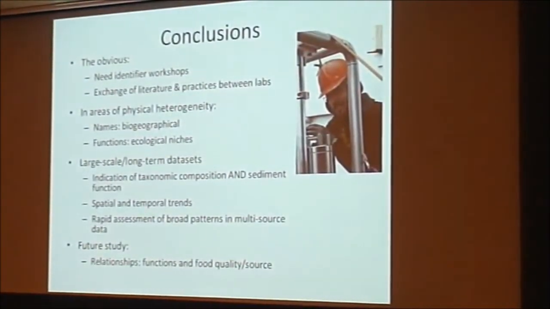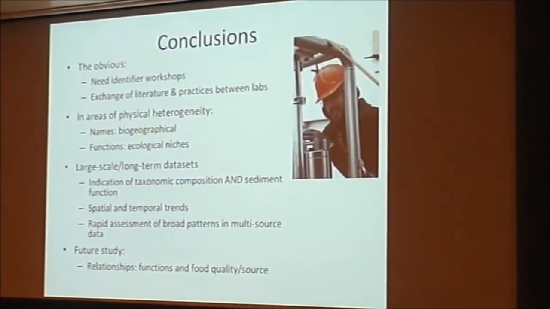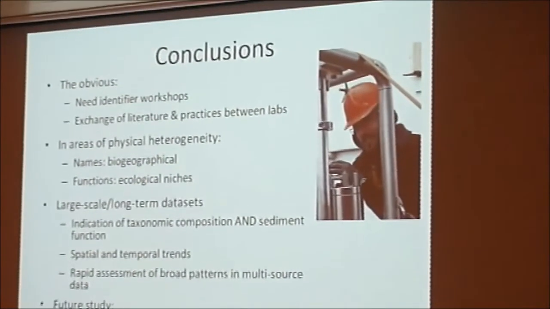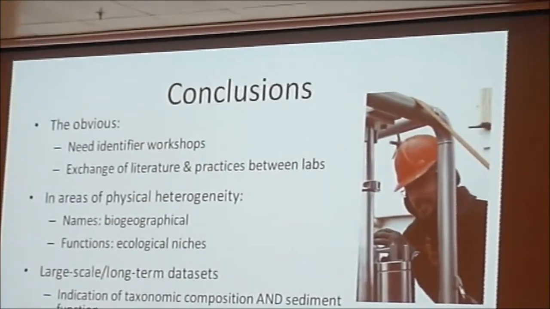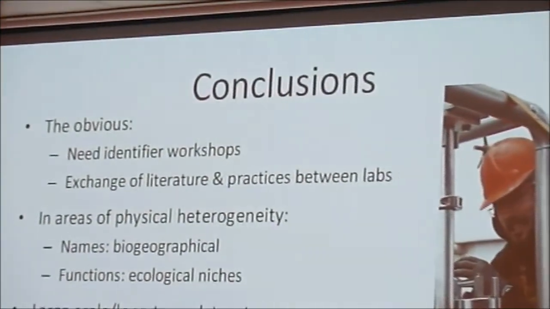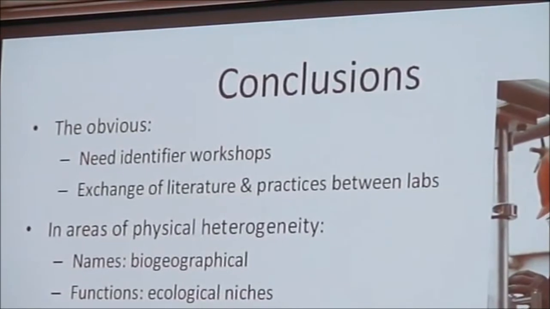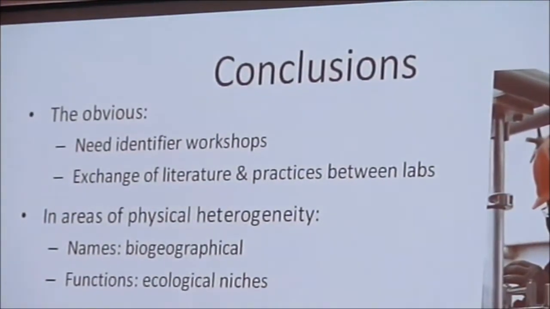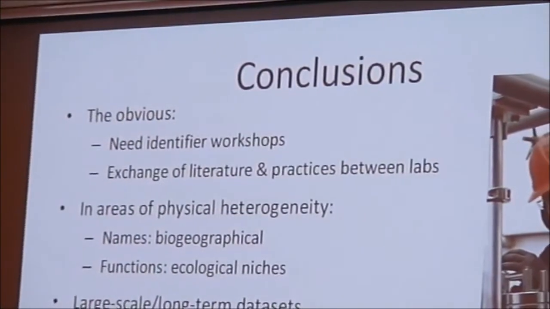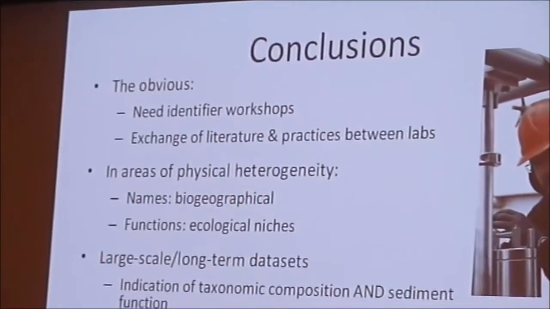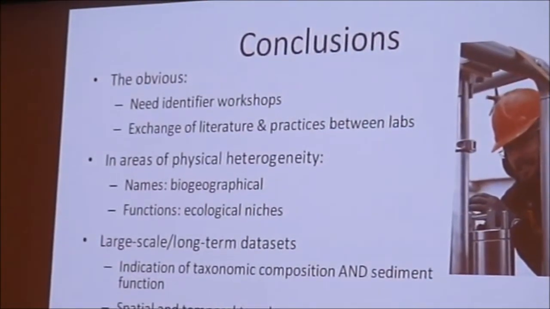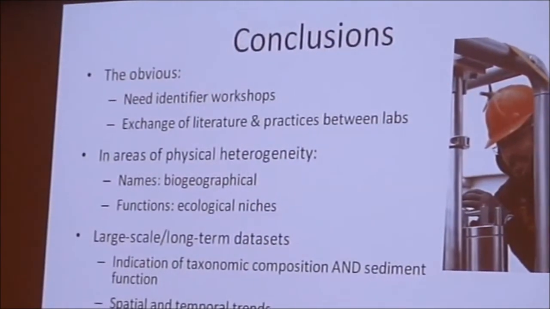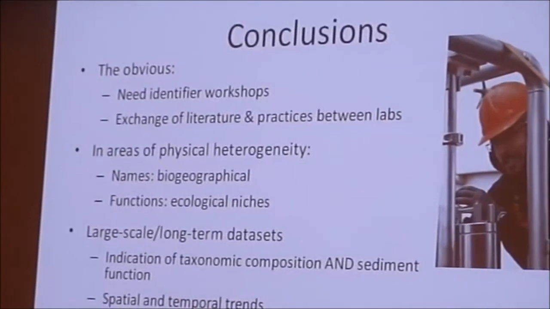So I'd like to make some conclusions, and the obvious one is we need identifier workshops. We need to exchange literature between identifiers, and so on. But this is an ongoing problem. We will never manage to do all of this for all data and for all purposes. We need tools now. So this certainly needs to be done, but we also need a quick and dirty approach.